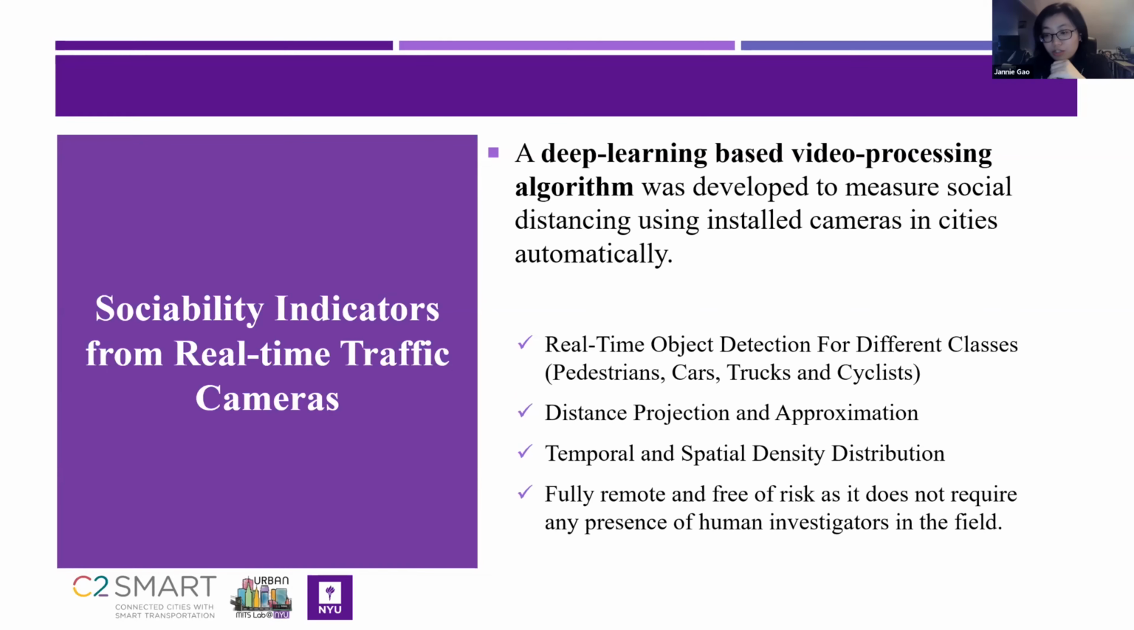So first of all, this approach is inexpensive, especially for New York City, because we already have most of the cameras installed. Second, this computer vision based algorithm can help us to do real-time detection for different classes, not only the pedestrians, but also the cars, trucks, cyclists, and buses. And in order to overcome the difficulty that each camera has a different angle, we developed a distance-based projection and approximation method so that even with different camera angles, we will be able to estimate the social distancing between a pair of pedestrians. And this helps us to get the temporal and also spatial density distribution.